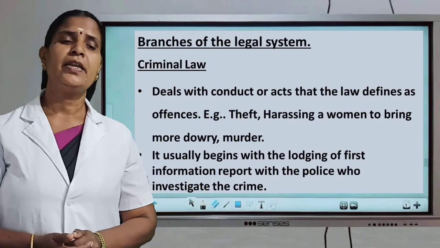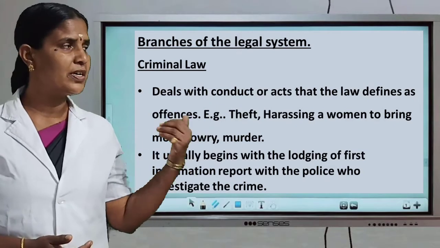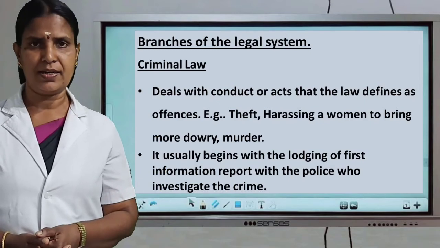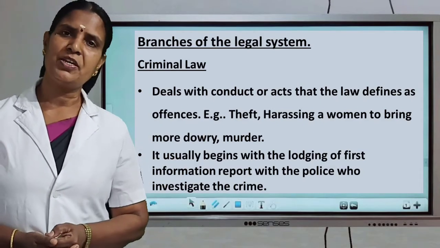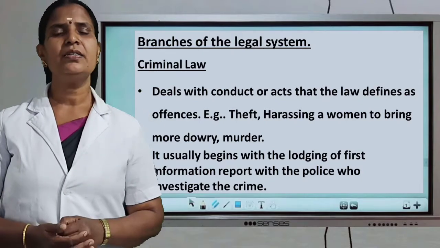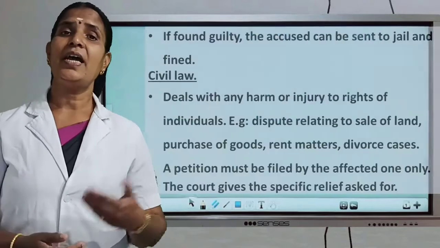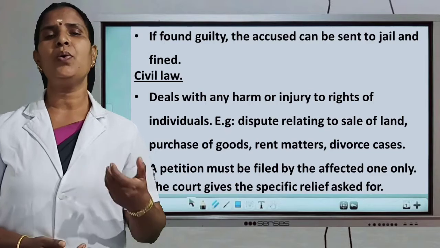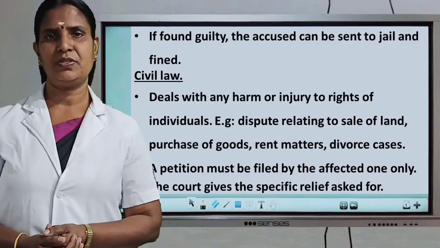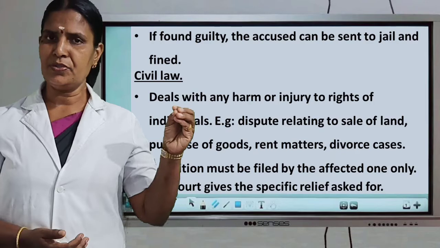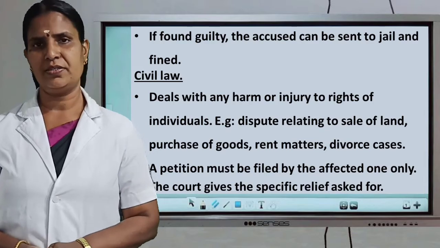Clear? Next, it usually begins with the lodging of the First Information Report, that is FIR. The police inquire about the case and then submit the First Information Report. On the basis of that, they file the case and start the investigation. Is that clear? Then after the investigation, if the accused person is found guilty, he can be sent to jail and fined.